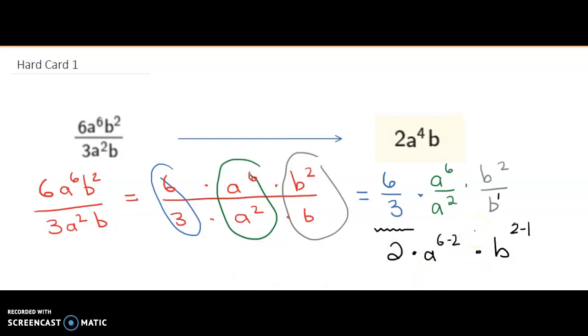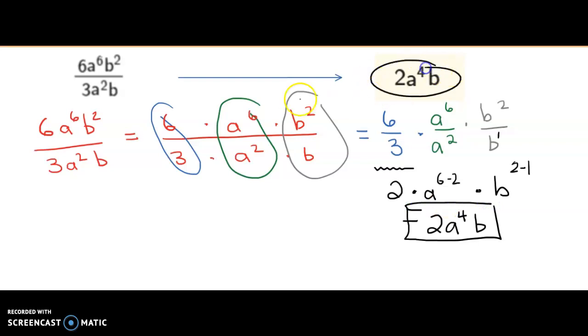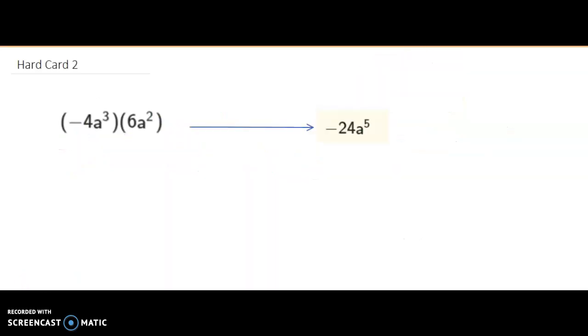And if we simplify it a little bit more, we're just left with 2a, 6 minus 2 is 4, b, 2 minus 1 is just b, so 2a to the 4th b, which is exactly what we're supposed to get. All right, let's do another one. So this one here, I'm going to rewrite this. This is just -4 times a cubed, and then 6 times a squared.